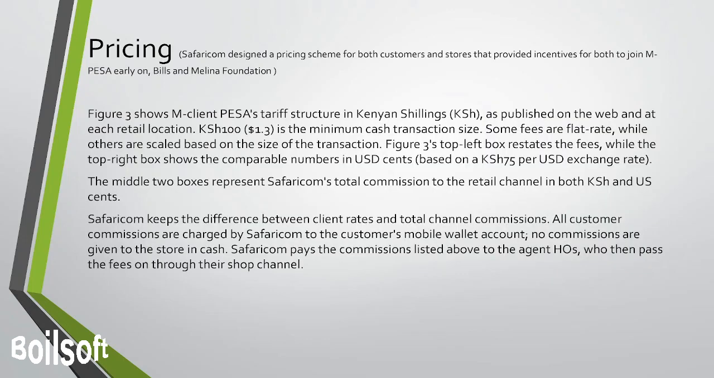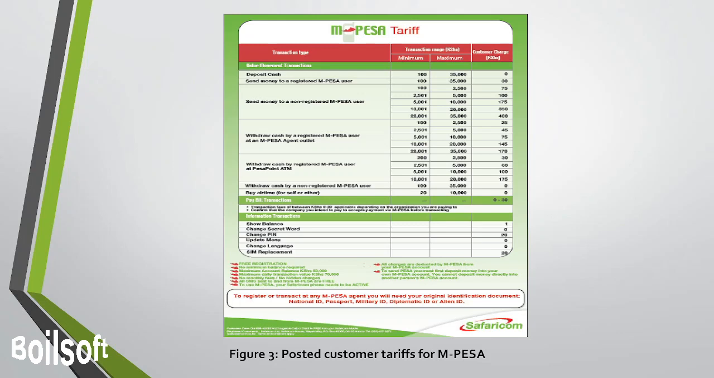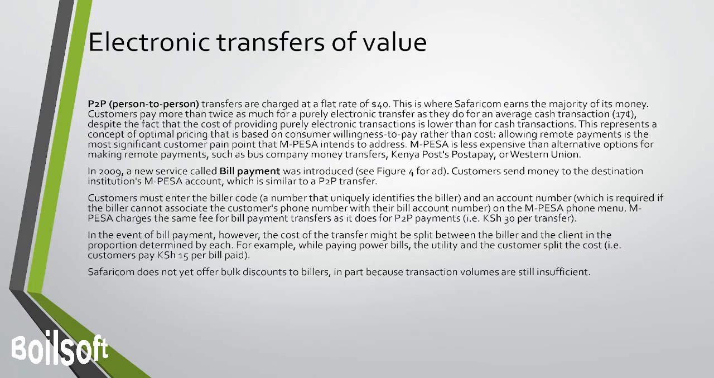So pricing is another last factor for the huge success, and it can be seen that Kenyan shillings 100, which is equal to 1.3 US dollars, is the minimum cash transaction size. In this table, you can see the M-Pesa tariff depends on the transaction type and how much the customer is charged depending on the transaction range, between the maximum and minimum range.